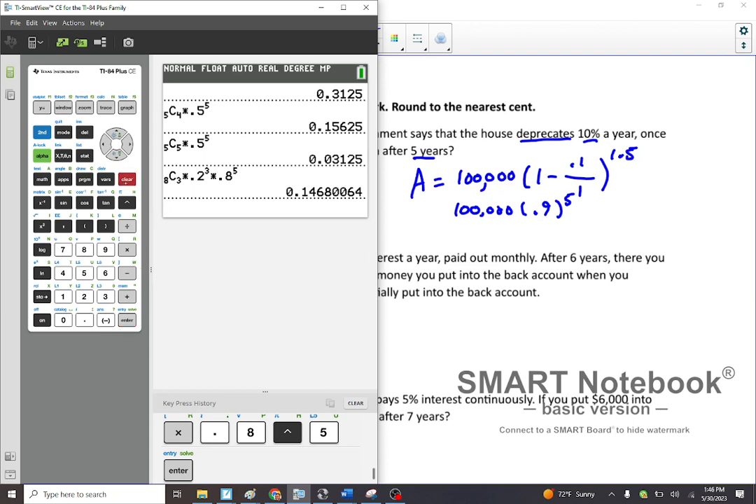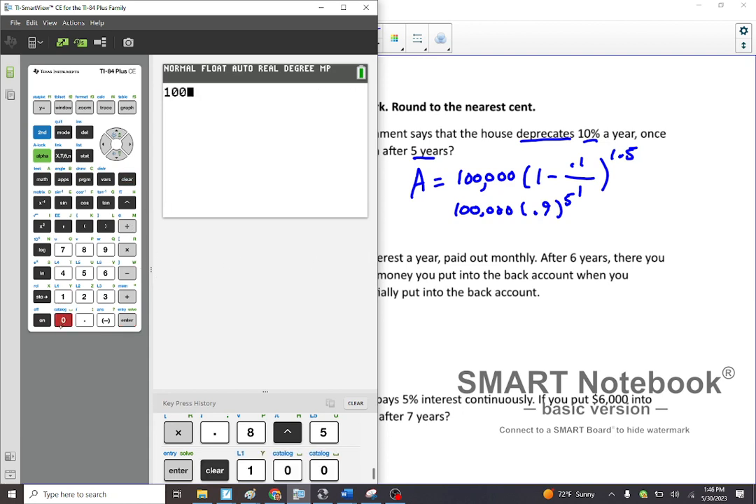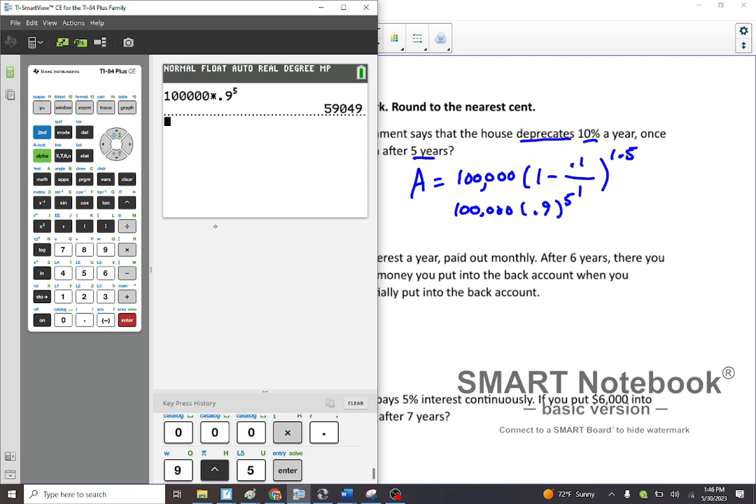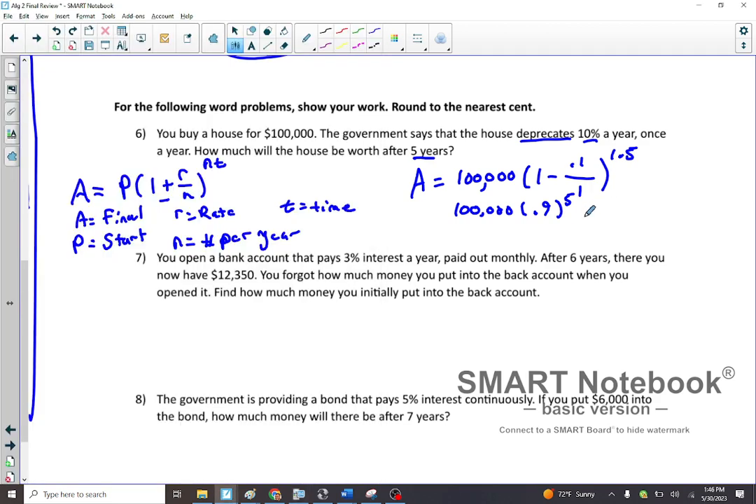Okay. So it's 100,000 times 1 minus 0.1, which is 0.9 to the power of 5. It is going to be, so the value of your house is going to be $59,049.